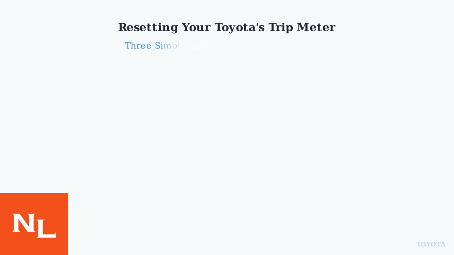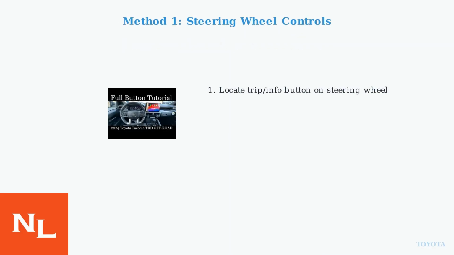Modern Toyota vehicles offer three straightforward methods to reset your trip meter and gas mileage data. Whether you're tracking fuel economy or planning a new journey, these reset options give you complete control over your trip computer. The most common method uses the steering wheel controls.